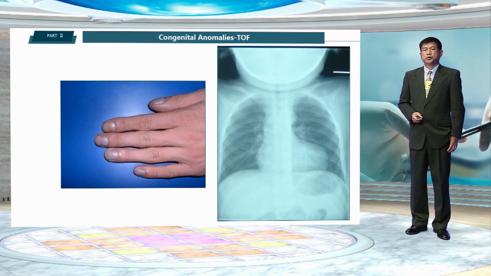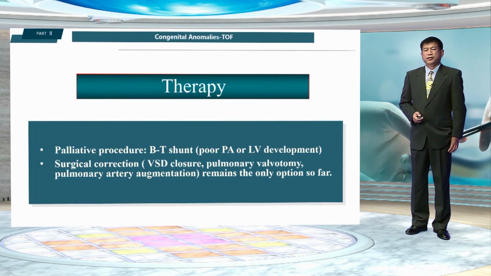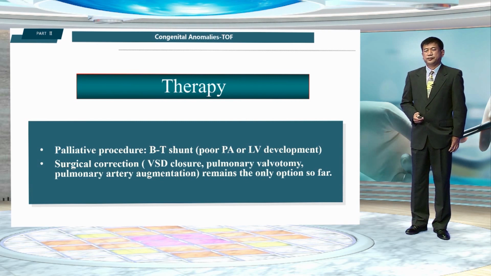So the left picture shows the clubbing finger, and the right one shows the typical chest film called boot-shaped heart. Therapy. Surgical correction primarily remains the only option so far.